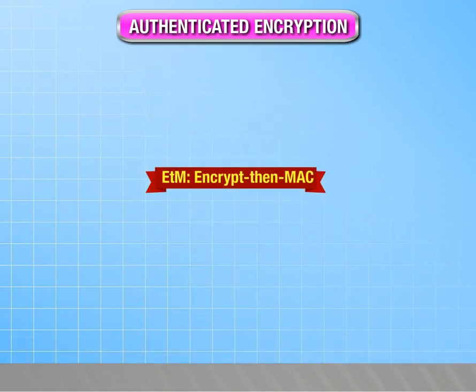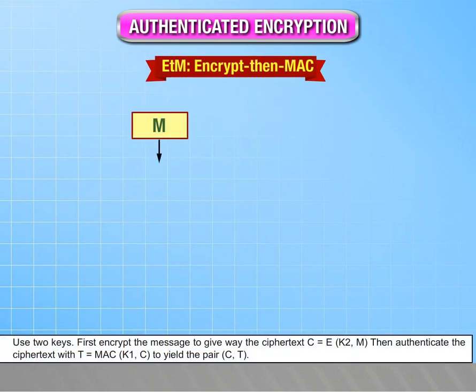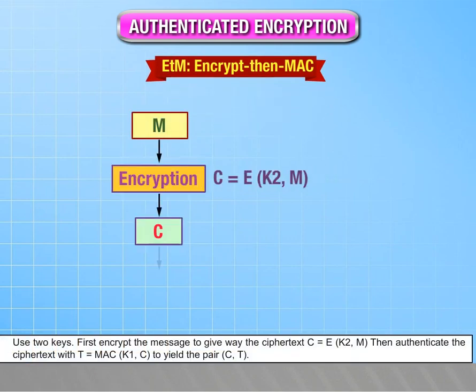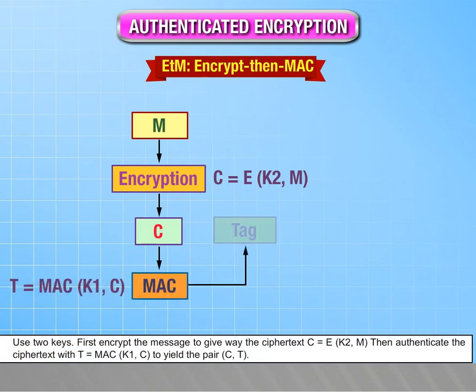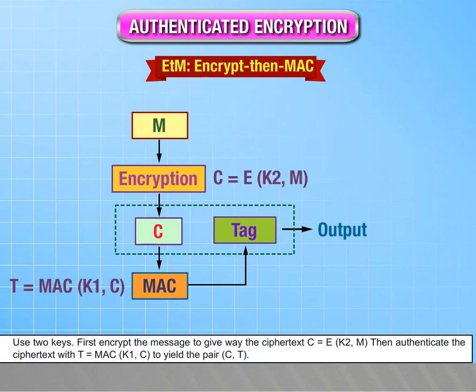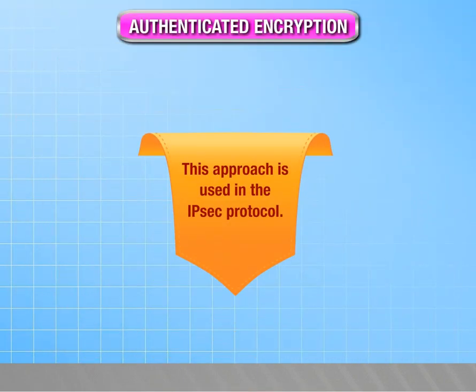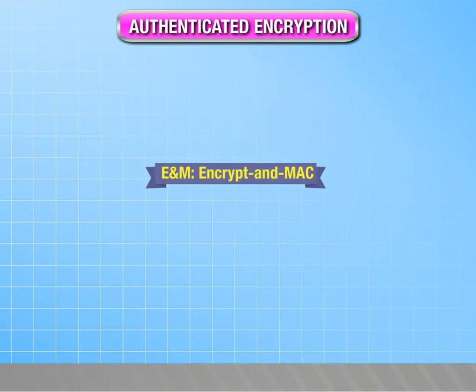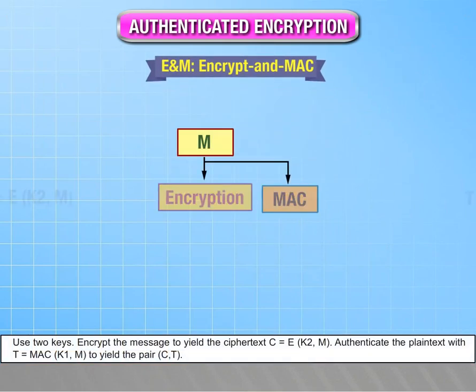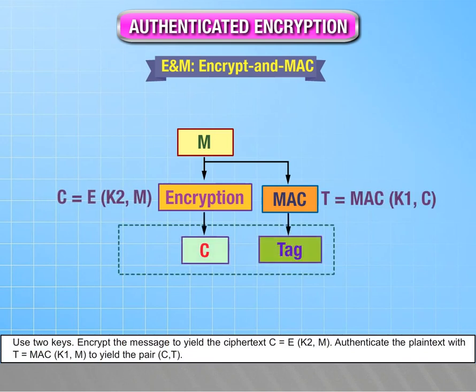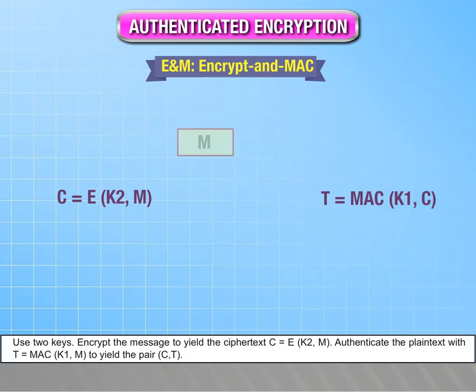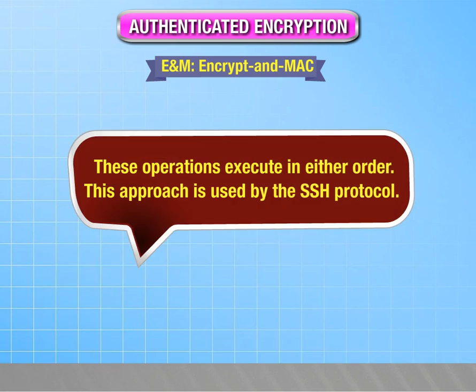ETM, encrypt then MAC. Use two keys. First, encrypt the message to yield the ciphertext C = E(K2, M). Then authenticate the ciphertext with T = MAC(K1, C) to yield the pair (C, T). This approach is used in the IPsec protocol. E and M, encrypt and MAC. Use two keys. Encrypt the message to yield ciphertext C = E(K2, M). Authenticate the plaintext with T = MAC(K1, M) to yield the pair (C, T). These operations can execute in either order. This approach is used by the SSH protocol.